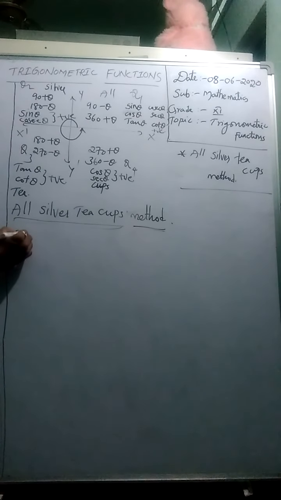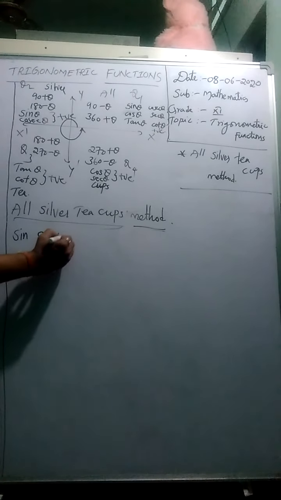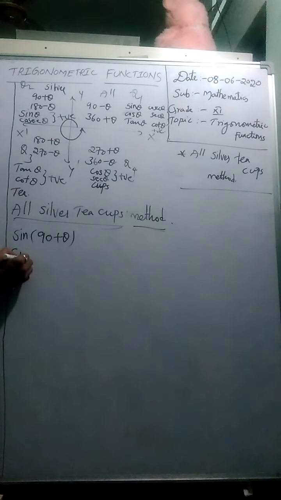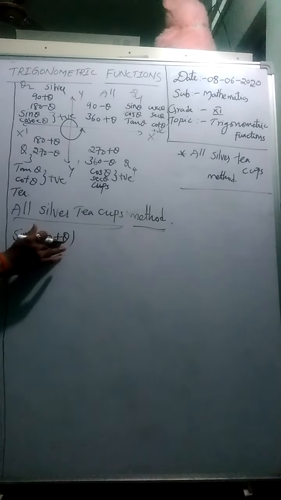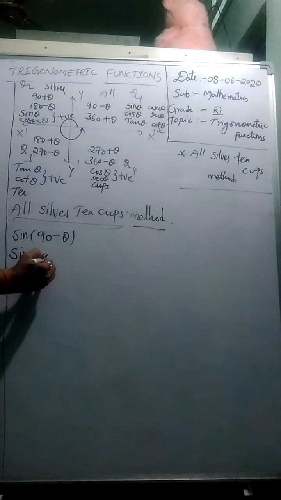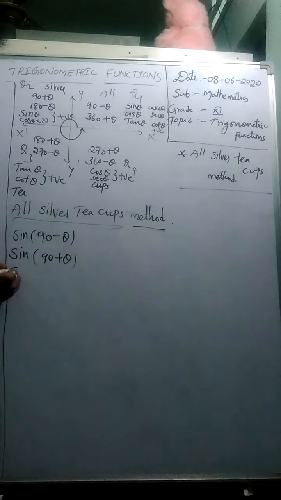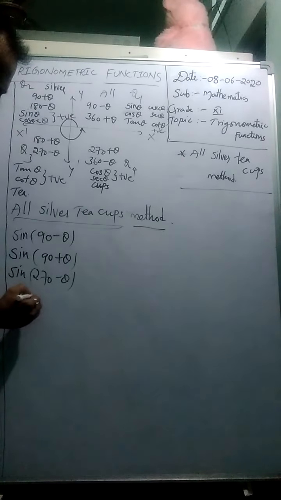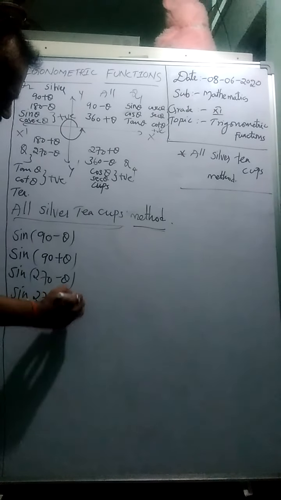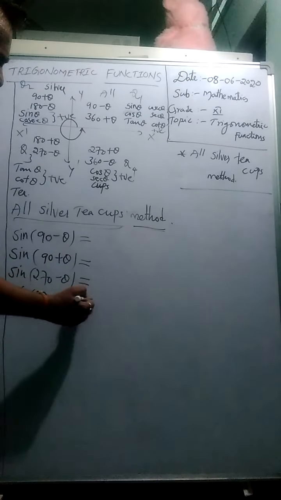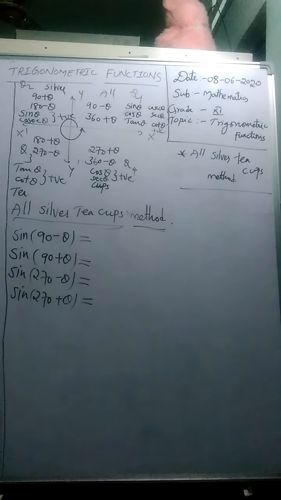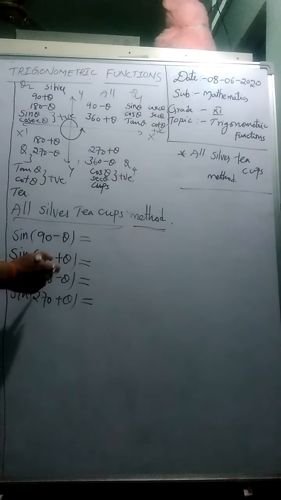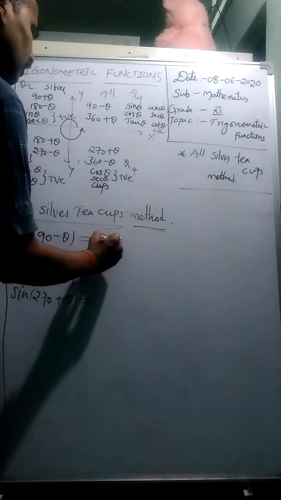And how the trigonometric ratio will change, let us discuss. If the angle is in the form of 90 minus theta, 90 plus theta, 270 minus theta, 270 plus theta, I mean, if the angles are odd multiples of 90, as we know odd numbers are 1, 3, 5, 7, so 90 times 1, 90 times 3, 90 times 5, 90 times 7, then sine becomes cos.